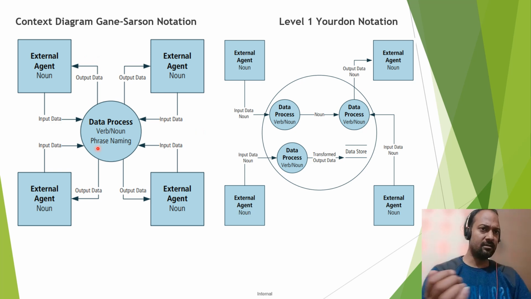So these are the two, and remember, level one is the high level representation of the data flow, whereas level two, level three, if you go deeper into this, are more detail oriented diagrams.